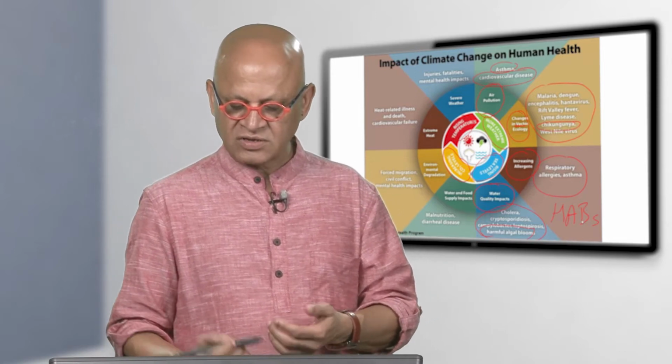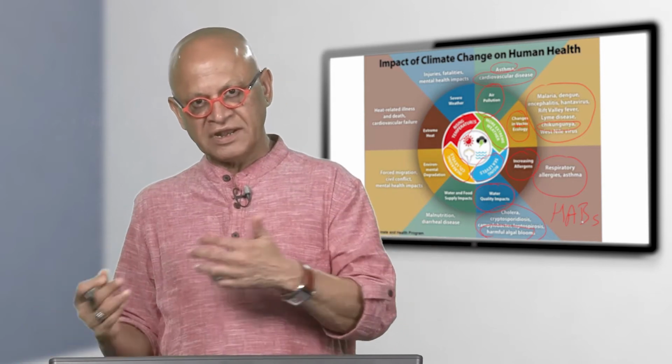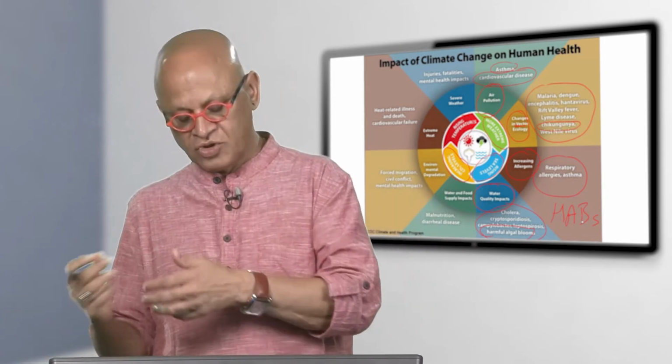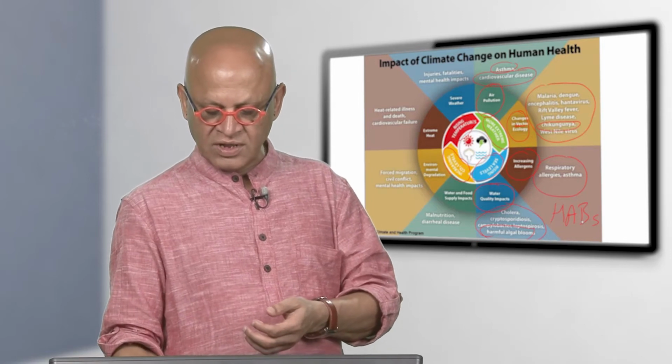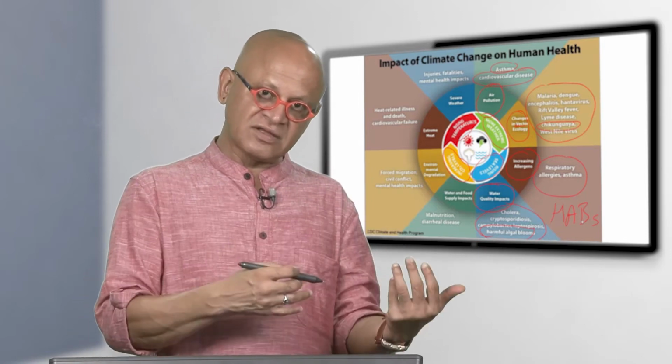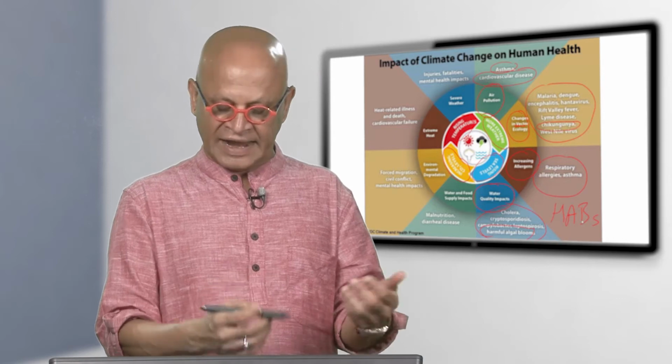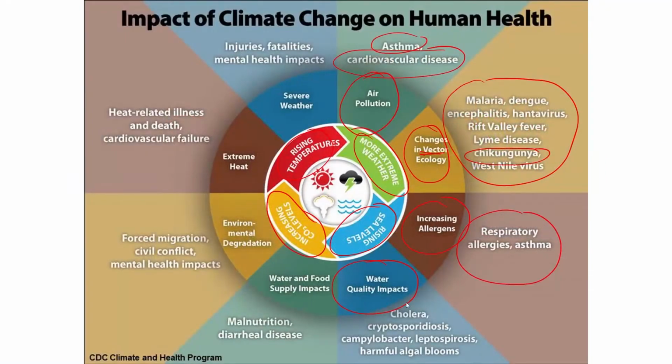Water quality is affected because of human interactions with the coast, aquaculture, and more nutrients going into the water. So both coastal waters, groundwaters, and surface waters over land are being impacted. We are increasing things like cholera, cryptosporidiosis, campylobacter, leptospirosis, and harmful algal blooms, which is a very broad term often referred to as HABs. These are algae that grow when there is eutrophication, or increased nutrients.